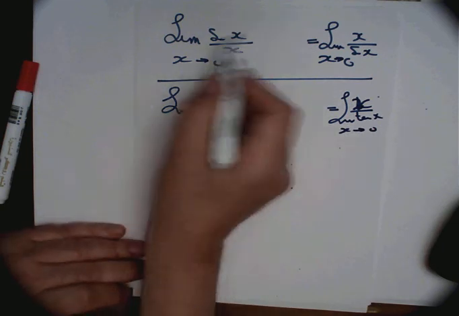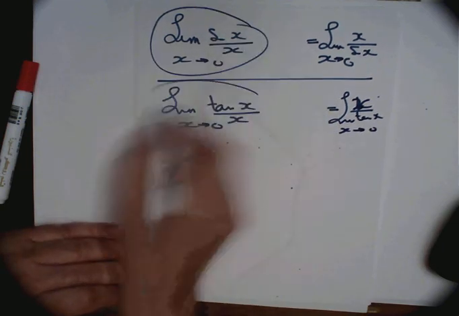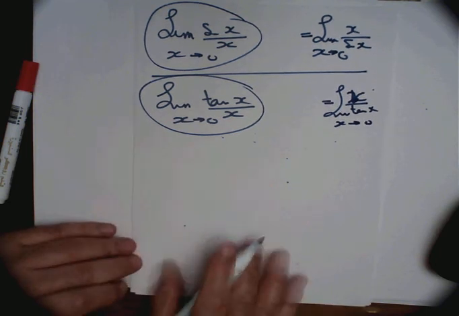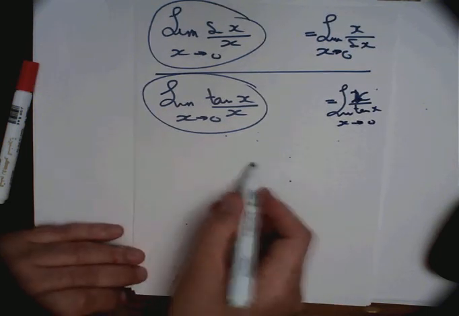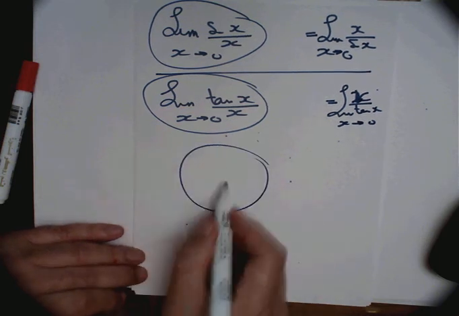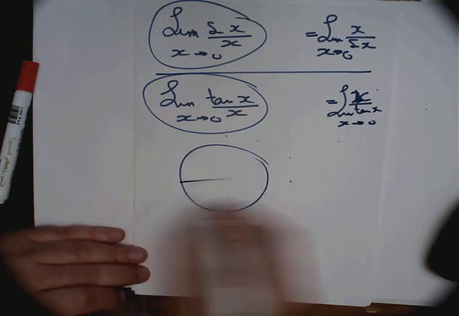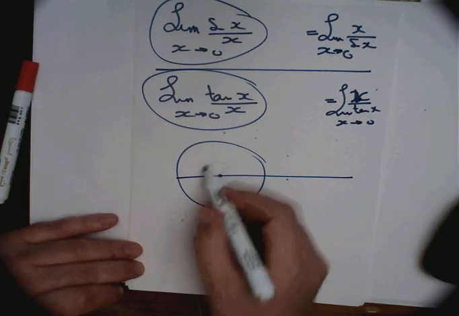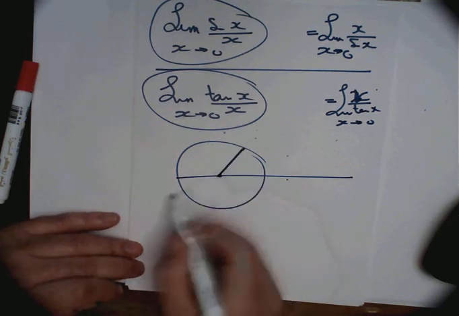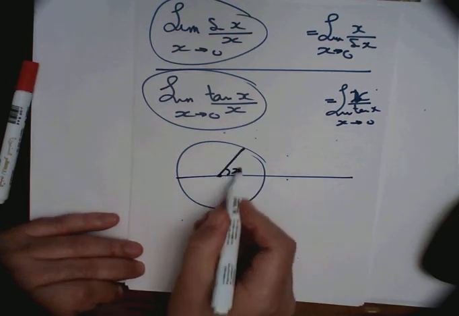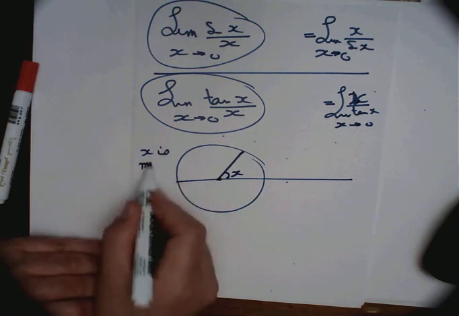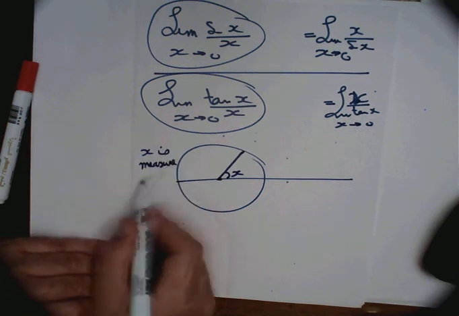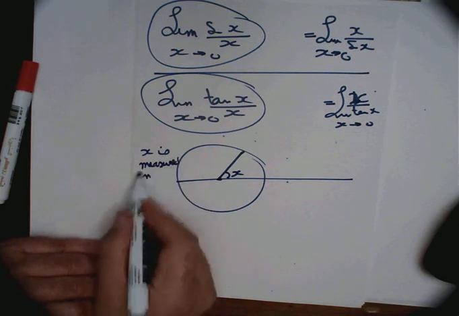Let us discuss these two important limits with me. We have a circle of radius r. This is some angle x. X is measured in radians.